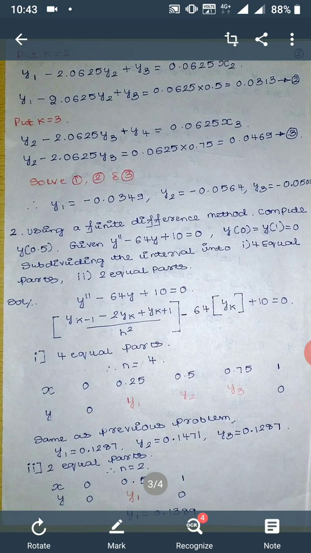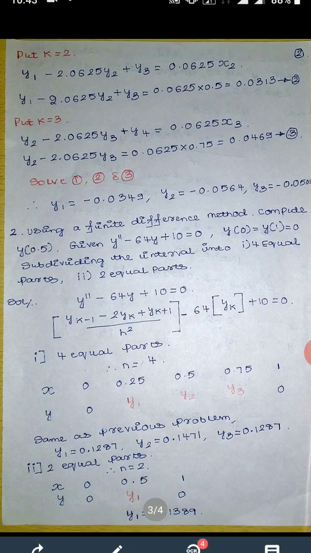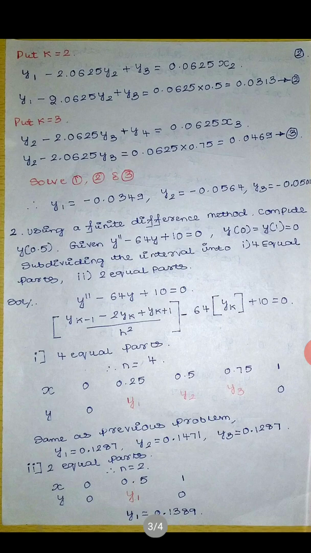On solving equations 1, 2 and 3, which is a linear system of equations with the 3 unknowns, we can use any of the Gaussian methods to solve the linear equations. We obtain the value of y1 as minus 0.0349, y2 as minus 0.0564 and y3 as minus 0.05. So this is how we solve the boundary value problems using finite difference techniques.